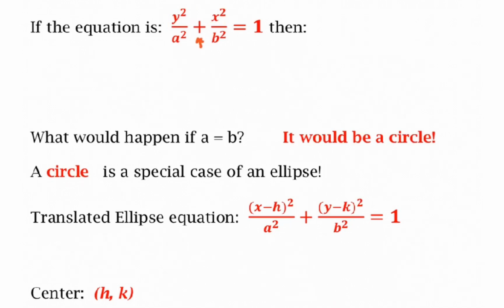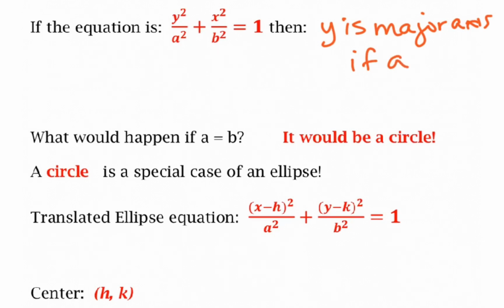But what that would be saying is usually the first one that comes is for the major axis. So usually we look at it as a squared being bigger. And we'll see some examples where we could rearrange it. But if that was the case, then y is the major axis if a squared is greater than b squared. So if a squared is bigger than b squared, then the y would be the major axis. So you would have an ellipse that was going like that.